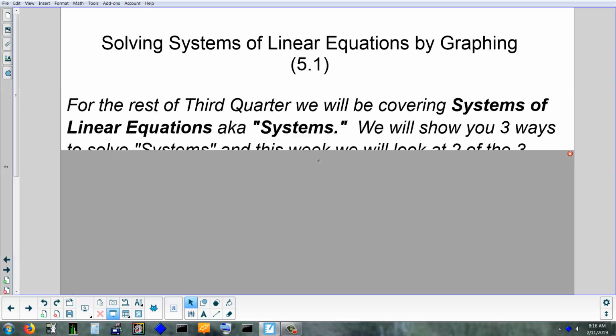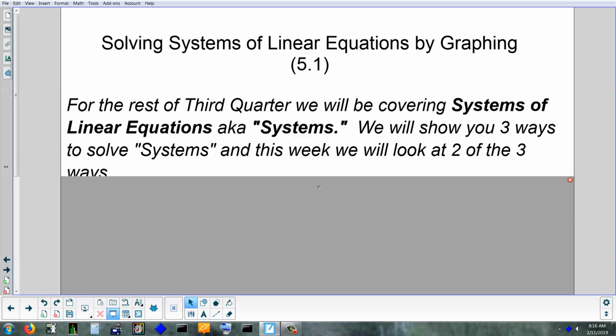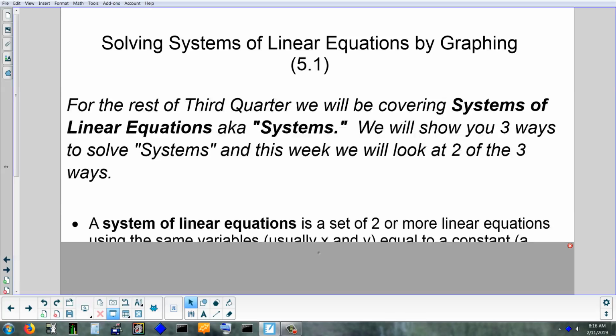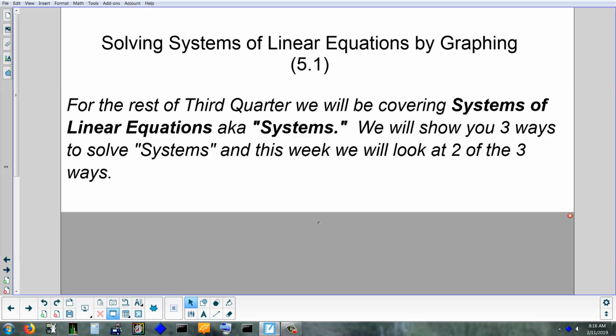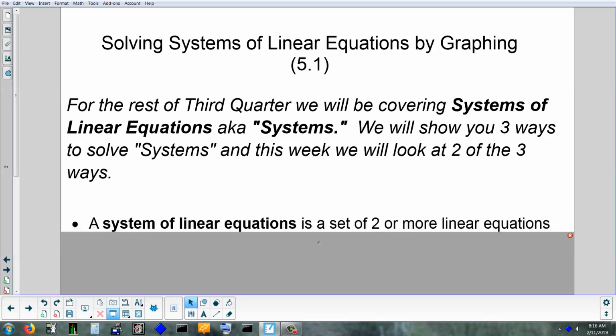So this is what we just said. For the rest of third quarter, we're going to be looking at systems of equations, also just called systems. I just went over the 3 ways that we're going to solve: graphing, substitution, elimination. You only have to worry about graphing today. That's it.